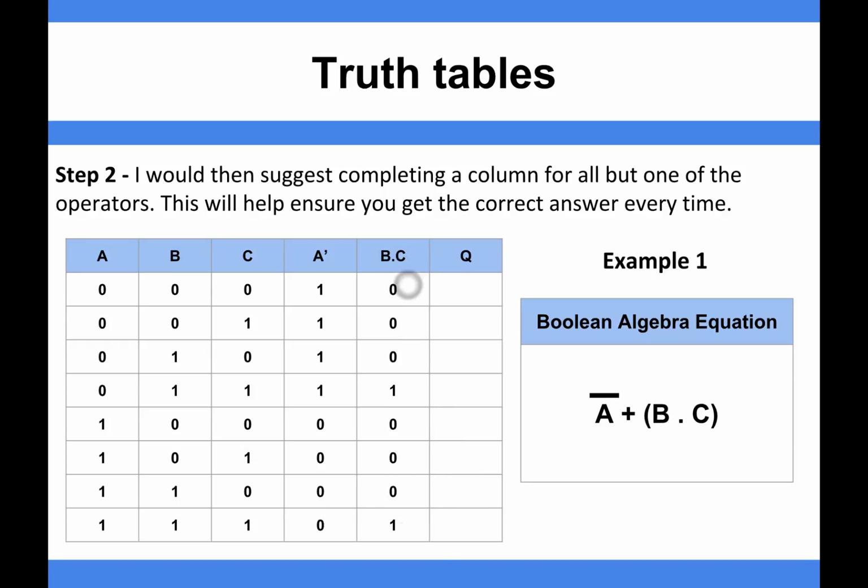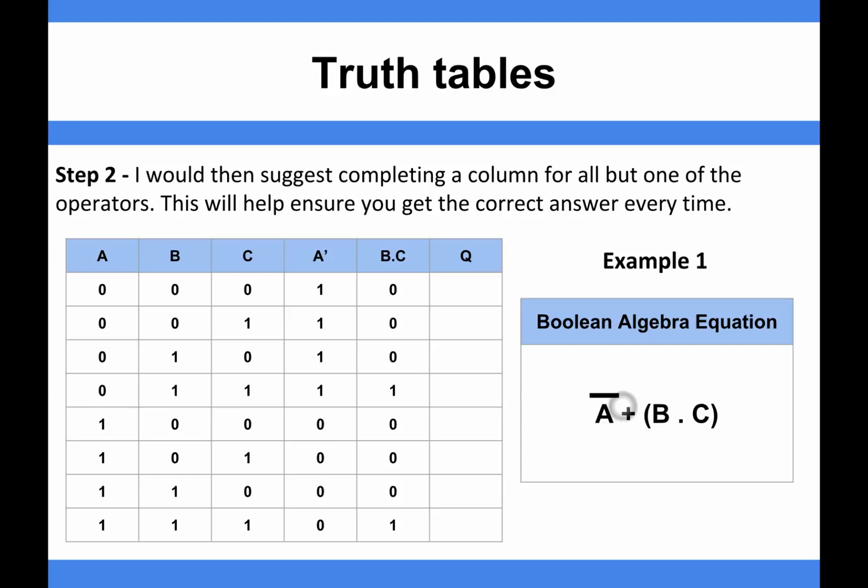Then we've got B and C. So B and C can only be 1, this column for that operator, if both of these are 1. So you can see there, both of those are 1, so it's a 1. There, both of them are 1, so it's a 1. Okay, once you've done that, we're nearly done.